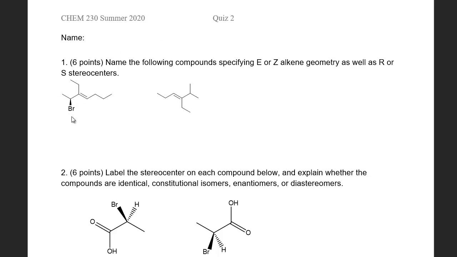Now for the alkene geometry, our most prominent group on this carbon here is our ethyl with the bromine on it. So that outranks our ethyl group without the bromine, and on this carbon we've got a hydrogen competing with a propyl group, and the propyl group definitely wins. These are on opposite sides of our alkene, so we have an E alkene. Remember, Z is the same side, E is opposite sides of our alkene.